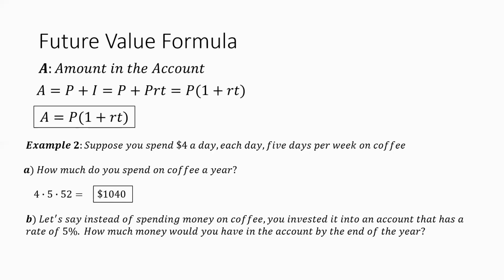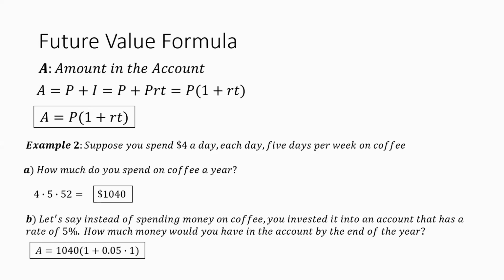Now let's bring interest into the question. Instead of spending money on coffee, let's say that I take all of that money that I could have spent, maybe I decided to make coffee at home or something like that, and instead I invest it into a bank account that has a rate of 5%. Now, realistically speaking, 5% is a really good interest rate. You're more likely to find 0.05%. All of that being said, the formula and the process would be exactly the same.